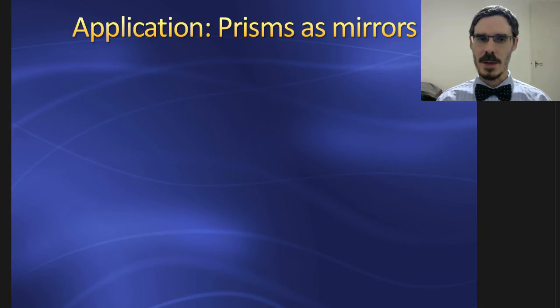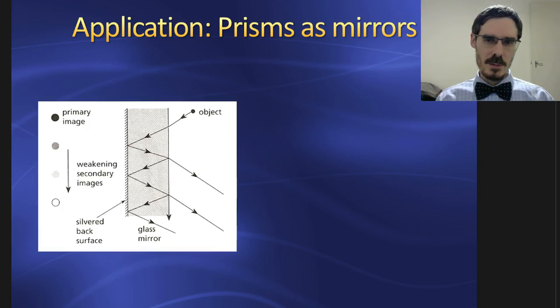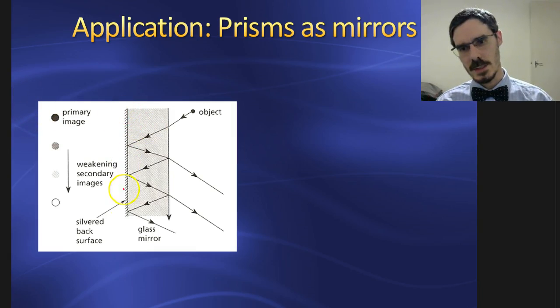So here are some interesting applications of total internal reflection. First, remember we talked at the start of this unit about reflection in mirrors, and we said in a real mirror the light reflects from the silvered back surface of the mirror.